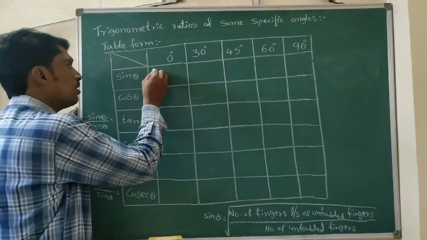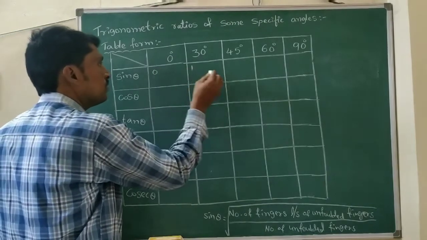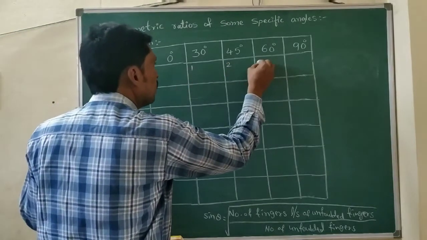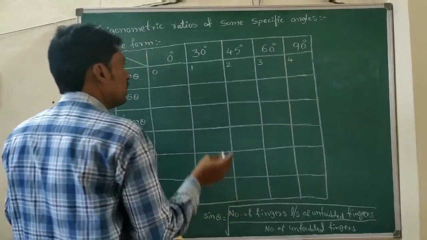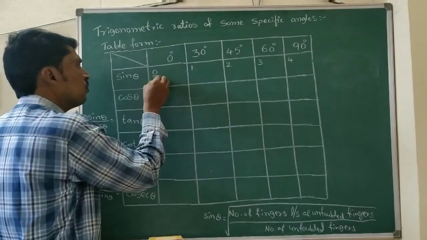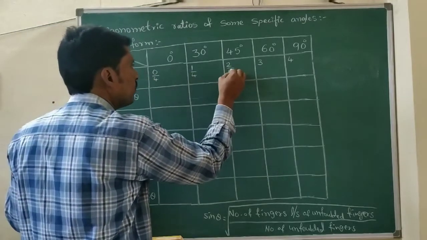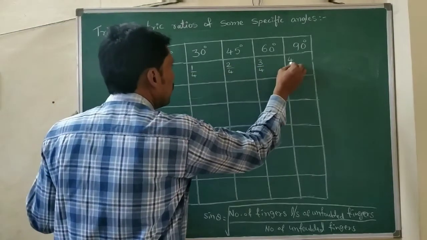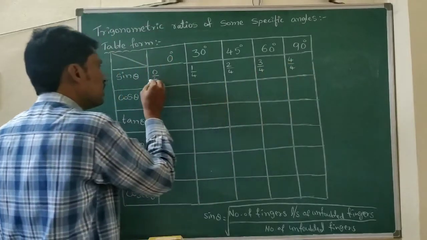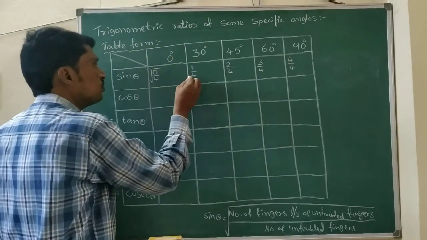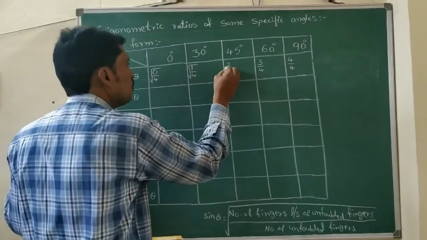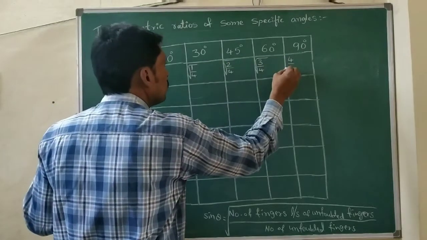First you should take 0, 1, 2, 3, 4. Then all of them you have to divide by 4. Divided by 4, divided by 4, divided by 4, by 4 and by 4. Then next you take the square root of each.